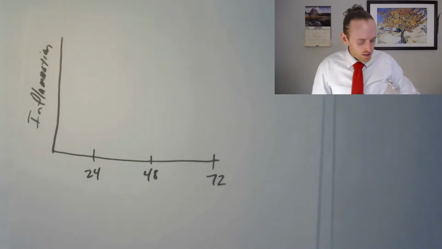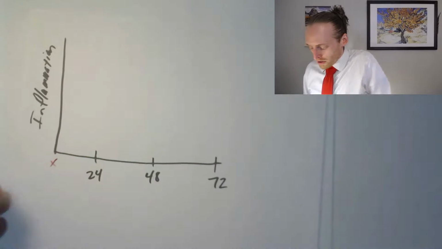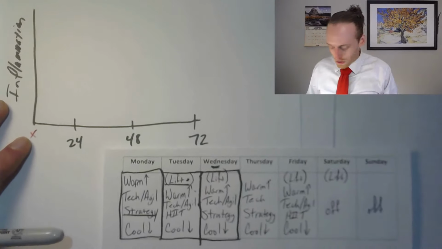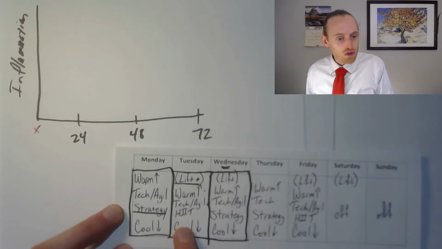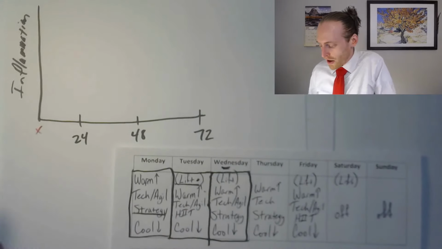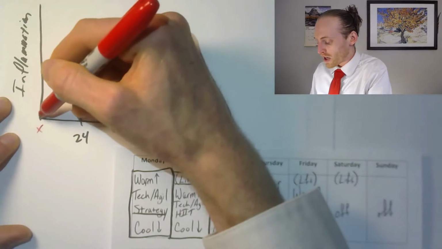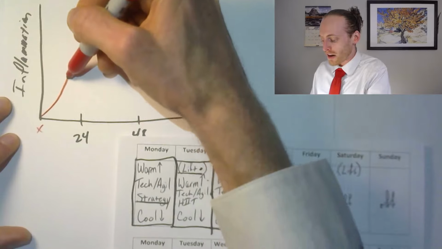So what happens is, if you work out right here, let's look at this Tuesday right here. Let's say this is Tuesday and you work out. You did a heavy lift and then a hard HIIT training workout. Your inflammation is really going to be skyrocketing, right?